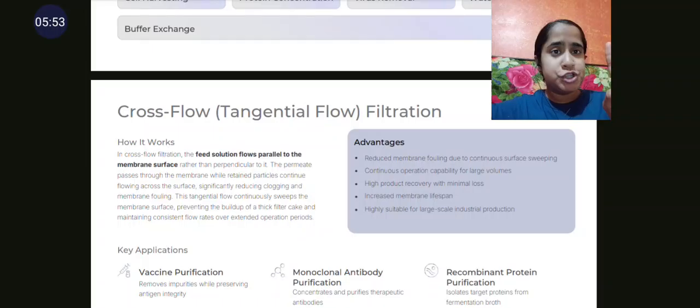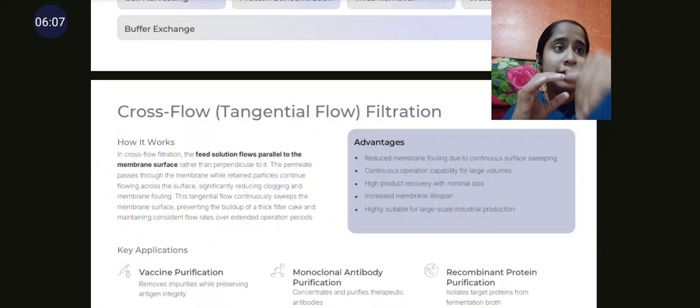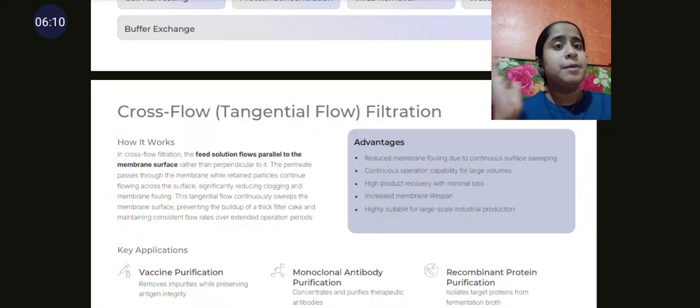Now the second filtration method is cross-flow filtration, which is also known as tangential flow. How does it work? In cross-flow filtration, the feed solution flows parallel to the membrane surface rather than perpendicular to it. The fluid passes through the membrane while retained particles continue flowing across the surface. This tangential flow continuously sweeps the membrane surface, preventing the buildup of a thick filter cake and maintaining consistent flow rate and extended operation period.